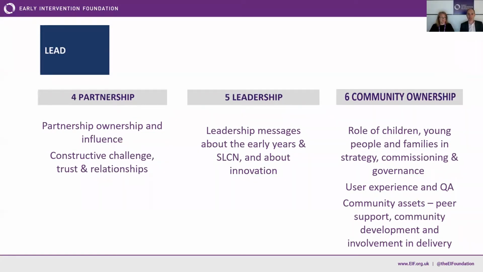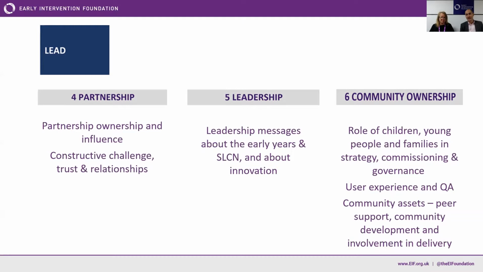The second element is leadership. And that looks at whether people take the lead as individual champions, whether they're willing to stand up and talk about the early years of speech, language, and communication, and whether there's a culture which is tolerant of innovation, open to innovation and fresh thinking.